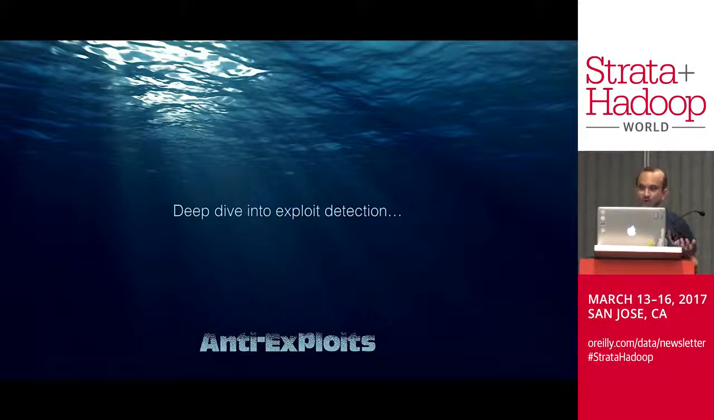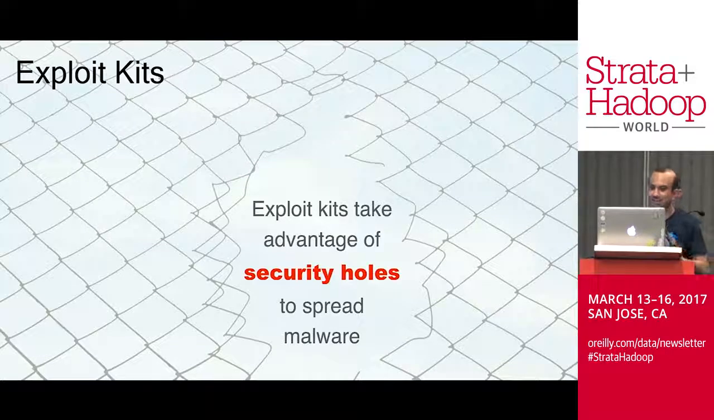What is an exploit kit? Exploit kits are basically software which runs on the web servers and takes advantage of security holes on the client machines. It detects the vulnerabilities, for example a Flash exploit or a vulnerability in Flash or the Java runtime environment, and then uses those vulnerabilities to deliver a malicious payload to the client's machine.